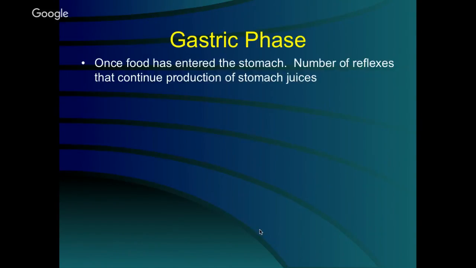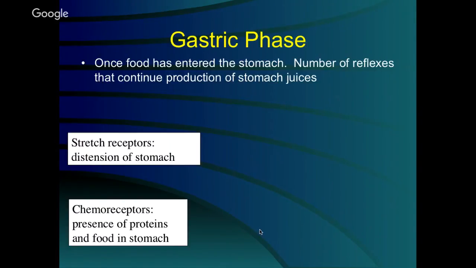In the gastric phase of control of gastric secretions, this is where the stomach takes over its own regulation. So once the food has entered the stomach, there's a number of reflexes that will continue the production of stomach juice so that it will be produced adequately to digest the food. The first reflex relies on stretch receptors that respond to distension of the stomach. The second reflex relies on the presence of chemoreceptors that detect the presence of proteins and food in the stomach.